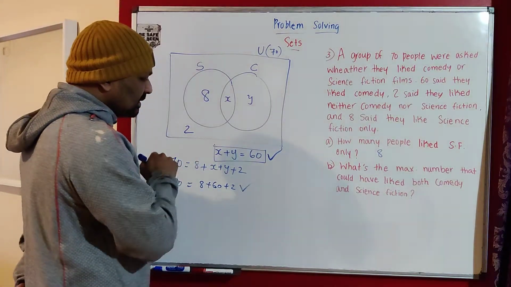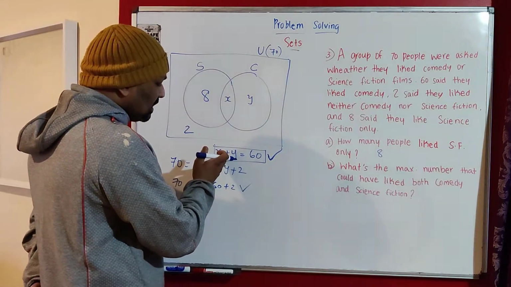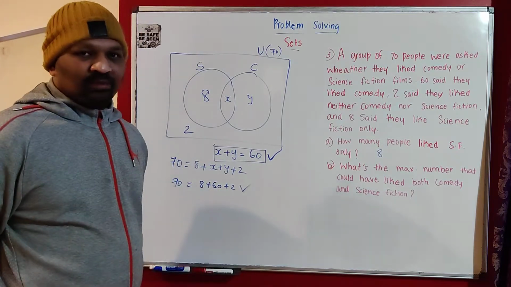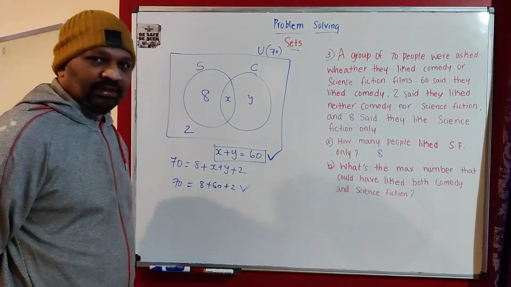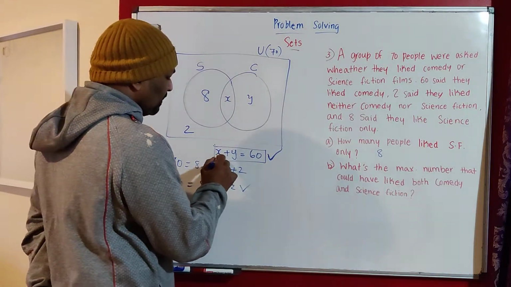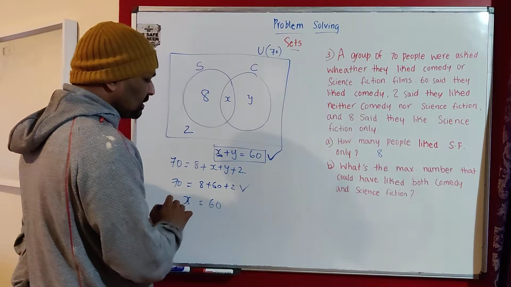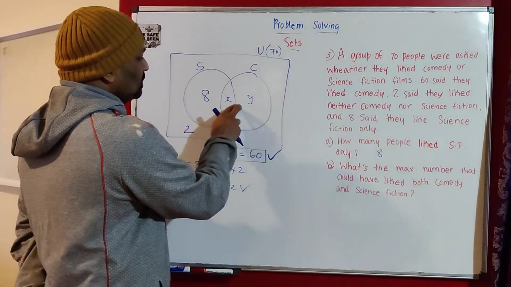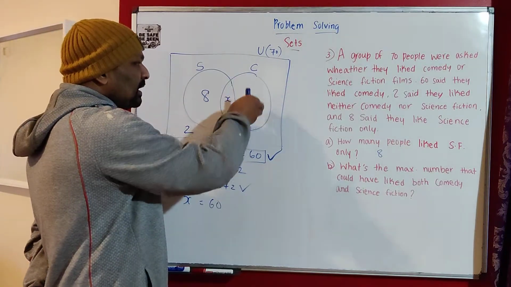Maximum value of x in this case is 60. It cannot be more than 60. Say for example, if it is 61, what will be y? Minus 1. It cannot be like that. As I said, we are studying the number of students, so it cannot be negative numbers. The maximum value of x using this equation is 60. In such case, y becomes 0. That means 60 people like both, and 0 people like only the comedy.